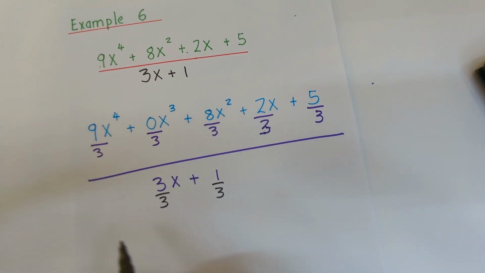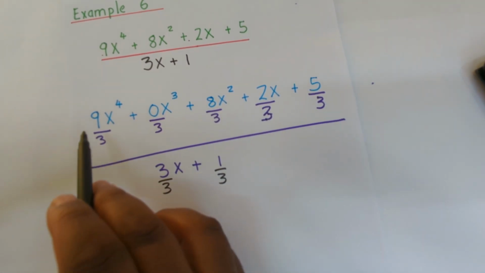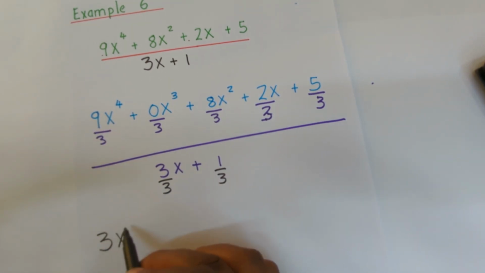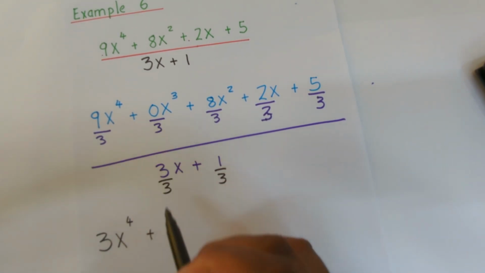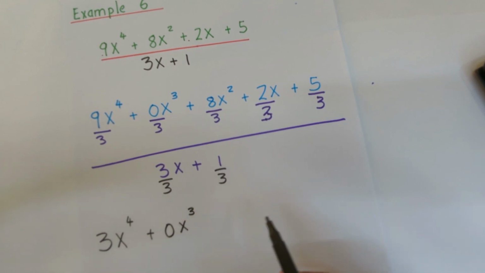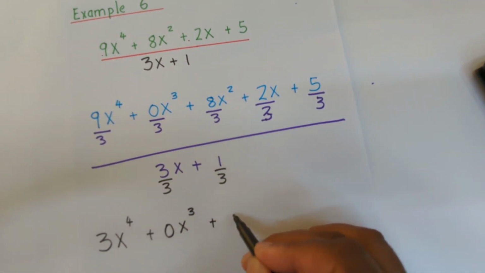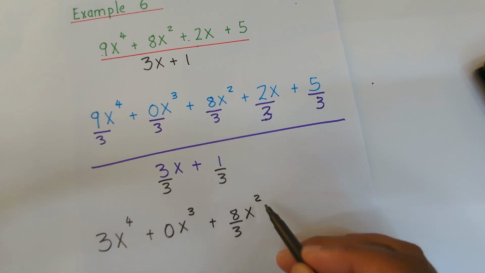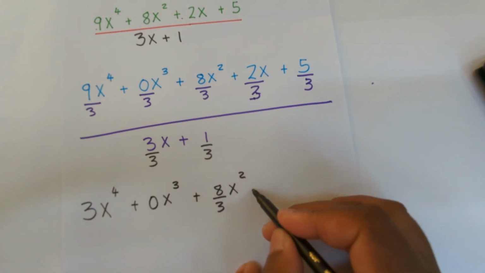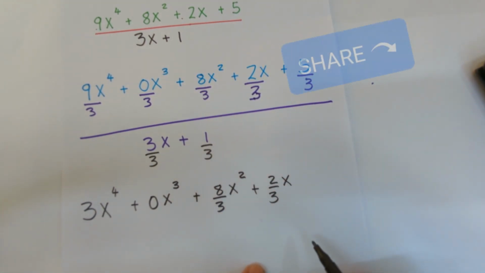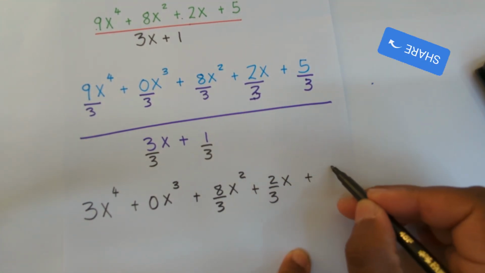Now, let's write the simplified question. So 9 divided by 3 will give you 3x to the power 4, plus 0 divided by 3, that remains 0. So we have 0x to the power 3, and this is 8 over 3, x to the power 2, followed by 2 over 3, x, and lastly 5 over 3.